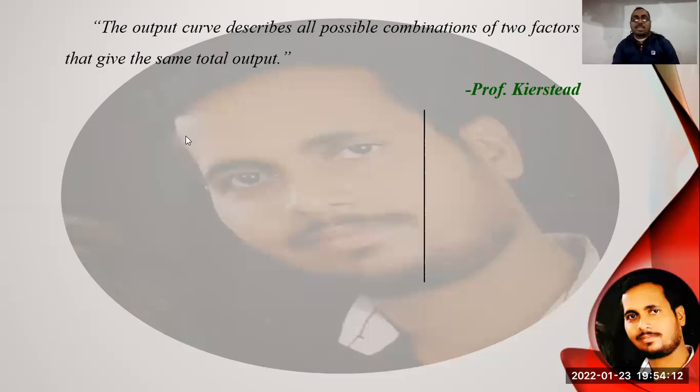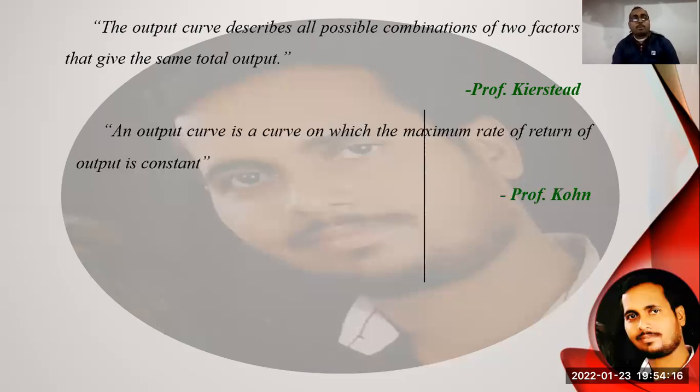Now, the second definition of the iso product curve is given by Professor Cohen. Professor Cohen says an iso product curve is a curve on which the maximum rate of the output returns is constant. It means Professor Cohen wants to say the iso product curves show those combinations of maximum output of the production while using various combinations of capital and labor.